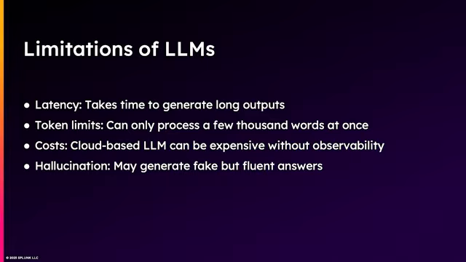Latency is the time taken between request and the response. If there is high latency, the user experience is really low. Token limits mean that the LLM can only process a few thousand words at once, and the response is not complete. Coming to cost, cloud-based LLMs can be very expensive without observability. And coming to hallucination, the LLMs might generate responses which are fake and not completely correct answers. That is why we want to monitor them.